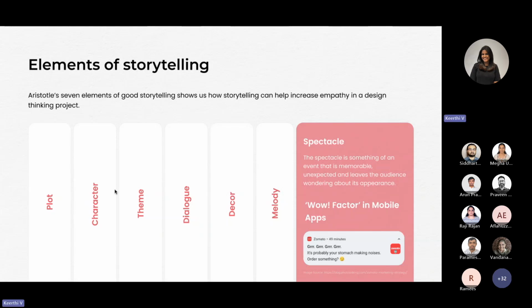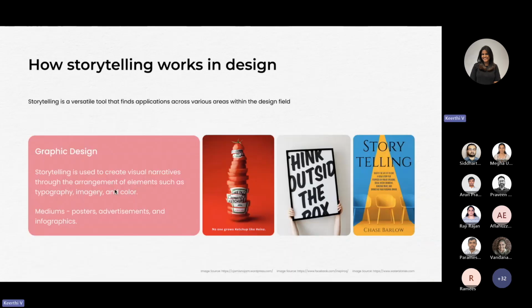So now we know how to create the story. Let's see how we design in design fields. It has already been done. Storytelling has been used as a tool in various design fields very efficiently. And that is actually used to communicate to the user very easily, very seamlessly. So let's see one by one.